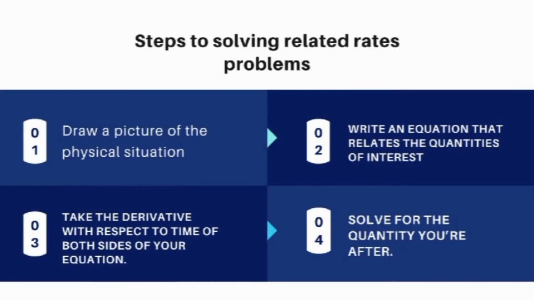There are 4 steps to solving related rates problems. Step 1. Draw a picture of the physical situation. Step 2. Write an equation that relates the quantities of interest. Next step is take the derivative with respect to time of both sides of your equation. And last step is solve for the quantity you are after.